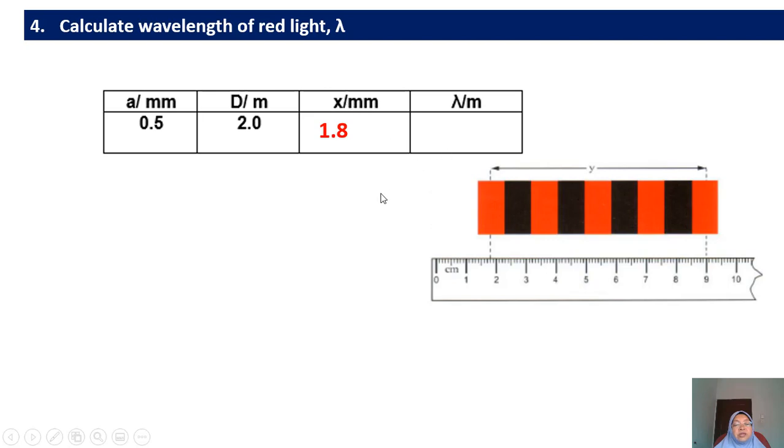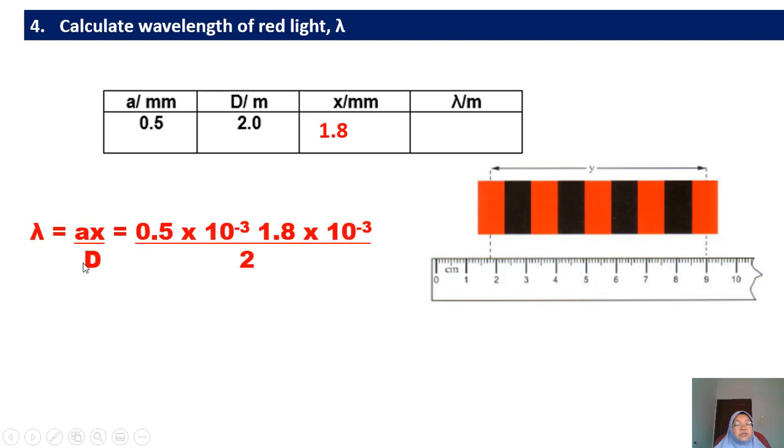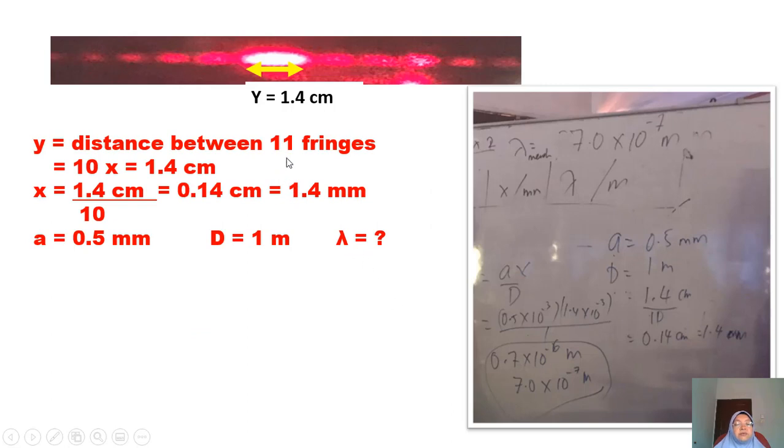x is 1.8 and lambda is ax over D. So a is 0.5 millimeter, I have to convert millimeter to meter. 0.5 times 10 to the minus 3 times 1.8 converted to meter, times 10 to the minus 3, divided by D. So D is 2 meter. Right, so we get the answer is 0.45 times 10 to the minus 6 meter, or in standard form 4.5 times 10 to the minus 7 meter. Okay, this is what we get from the experiment.